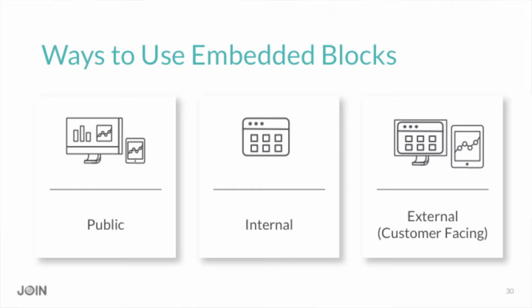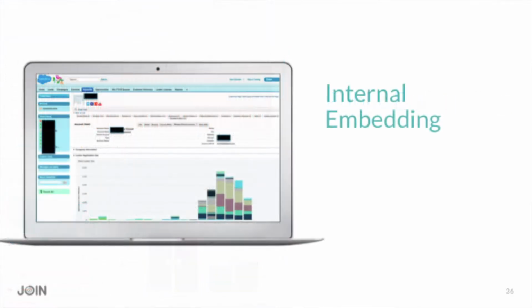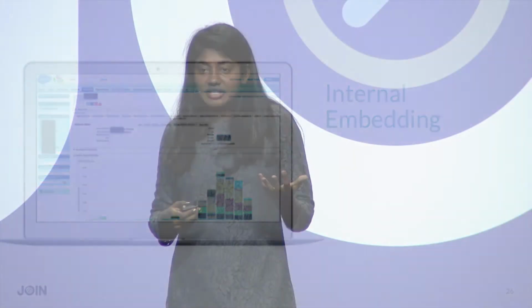The first is just public embedding. So you can take any report, any dashboard from Looker, embed it onto a public website for anyone to come and play around with that data, and we're powering the visualizations behind that. You can also embed into an internal site like Salesforce or Confluence, and you can take visualizations from Looker, put it in Salesforce or one of those sites to just be a part of the user's workflow.